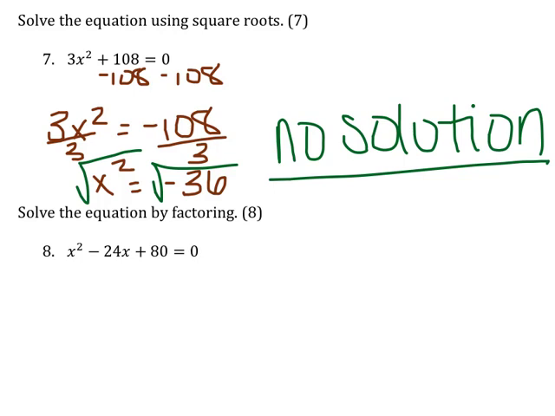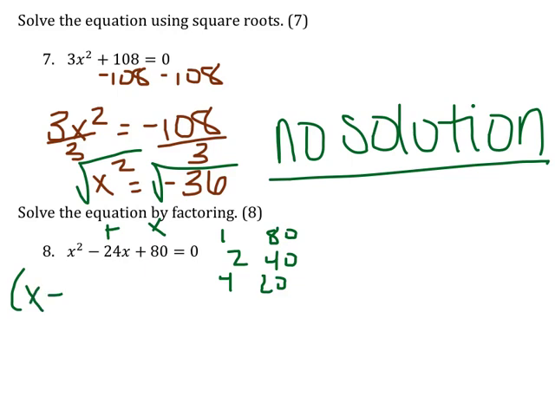Solve the equation by factoring. So we need two numbers that multiply to be 80 but add to be 24. So since we want them to multiply to be a positive but add to be a negative, we know they'll both be negative. So we can have 1 and 80. We can have 2 and 40. We can have 3 and, nope, 3 doesn't work. We can have 4 and 20. Oh, right there I see 4 and 20 would make 24.